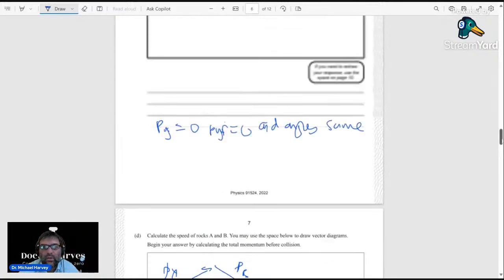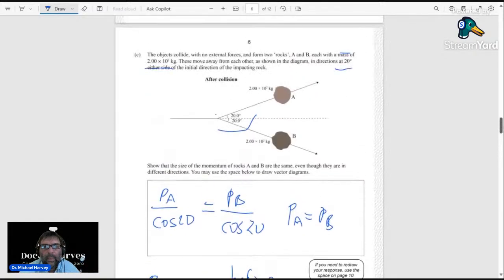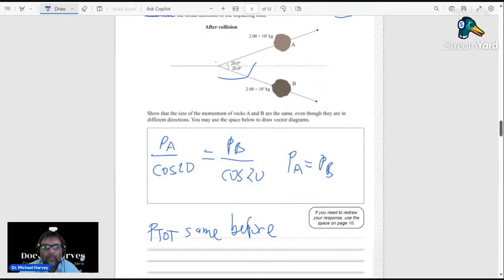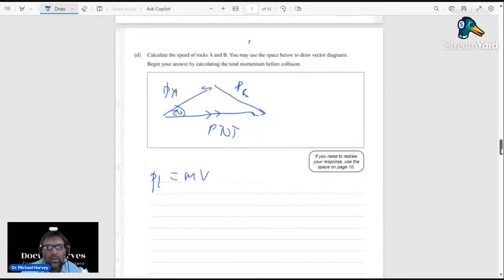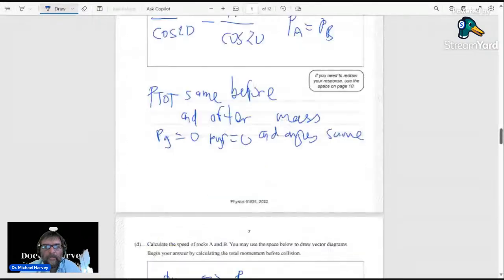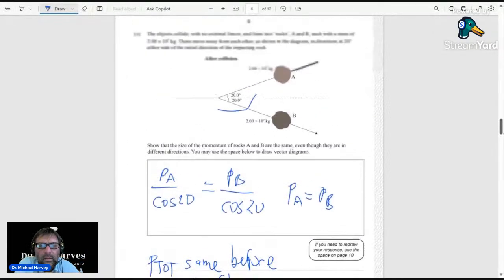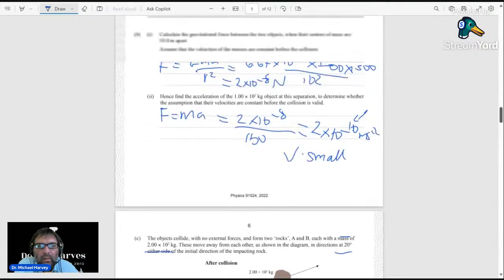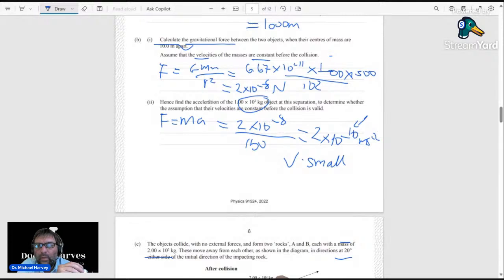Let's see. So the mass was 100, wasn't it? What's the question? Calculate the speed of rocks A and B. So that'll be, why is it 100? That's a good question. Oh, wait there, 100 kilometers apart. There you go, that's why. That's the separation. Okay, so it's 100 to start off with.